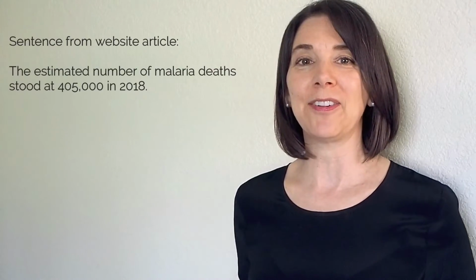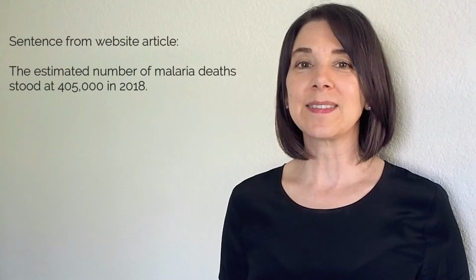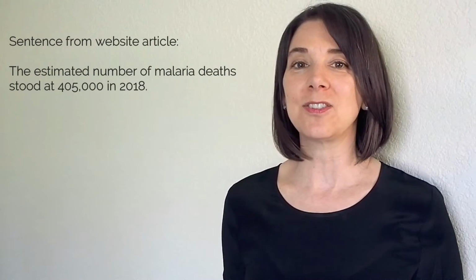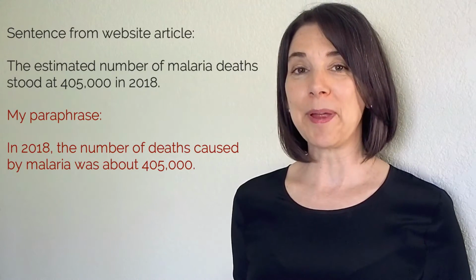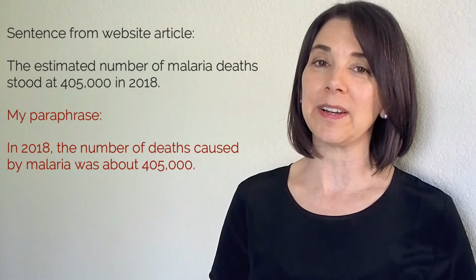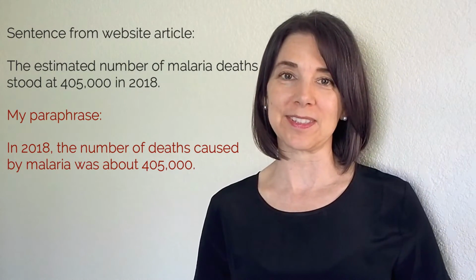Here's the evidence that I found in an article on the internet. The estimated number of malaria deaths stood at 405,000 in 2018. Here's my paraphrase. In 2018, the number of deaths caused by malaria was about 405,000. So we're going to put this evidence into the paragraph, and I need to first check if there is an author, and I'm going to use the author's last name. If I am using APA, I also need to look and see if there is a year. There are no page numbers on the internet, so I don't need to worry about that.